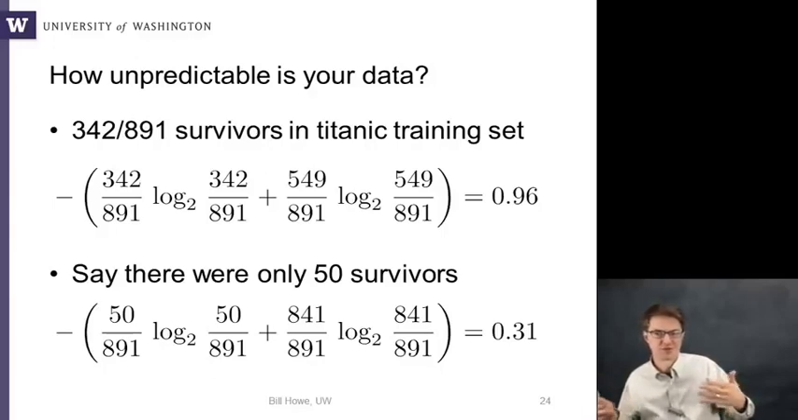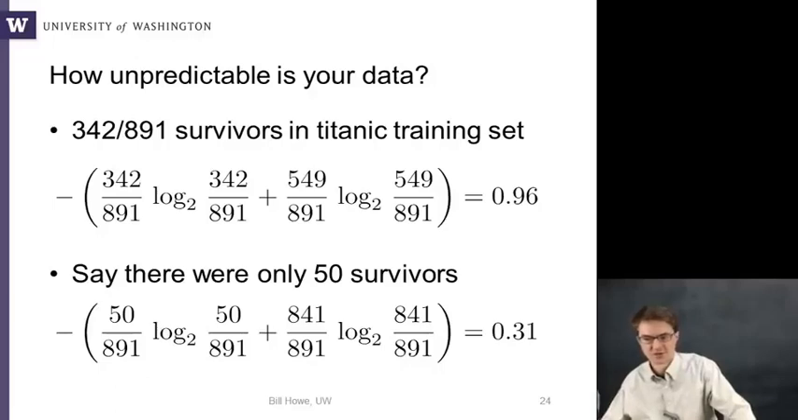And this makes sense because 342 is about half of 891, right? So you learned a lot by identifying someone as having lived or died, okay? But then say there were only 50 survivors. Well, then the data set is inherently more predictable, right? Because most people did not survive, and that's reflected in this calculation. You get an entropy value of 0.31, so it's inherently less unpredictable or more predictable.